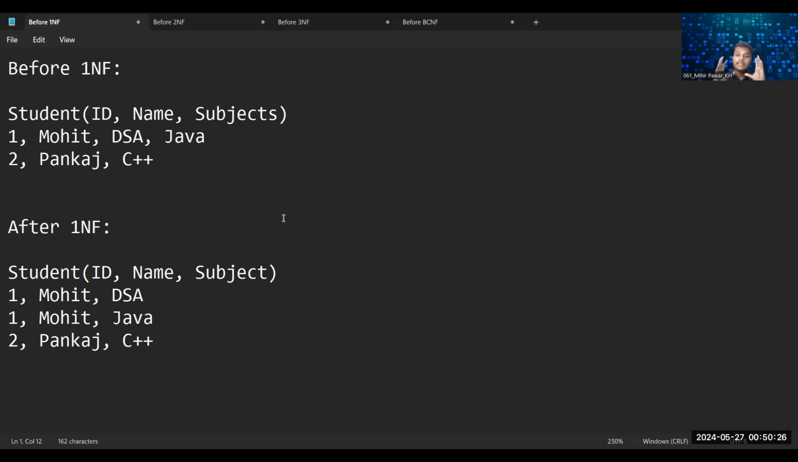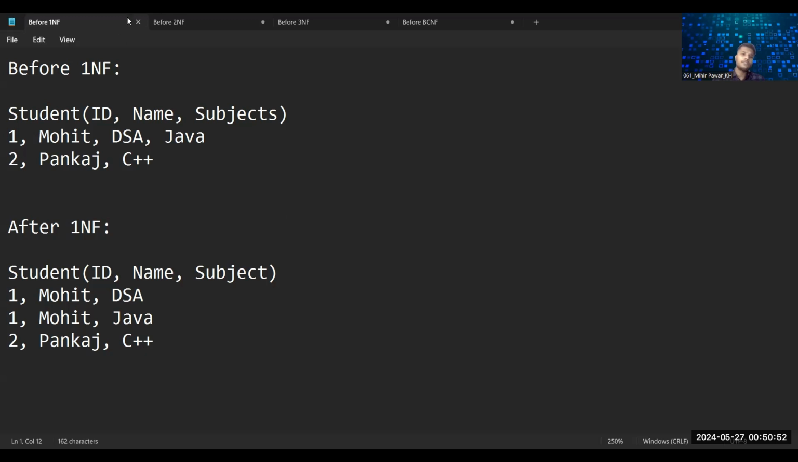Now each row has one subject. Like the first row has Mohit with subject DSA, and again Mohit with subject Java. This makes it easier to manage. This ensures that our data is atomic and organized. Each cell contains only one piece of information, and each column contains only data of a single type. So this was about first normal form.